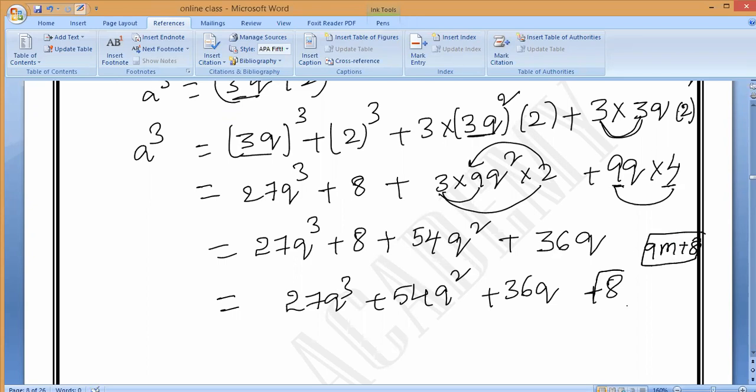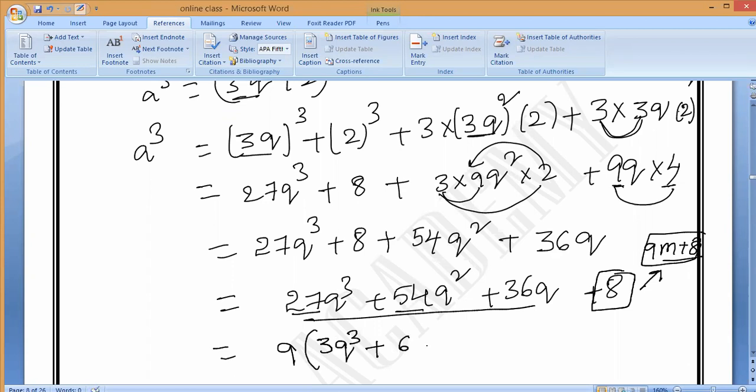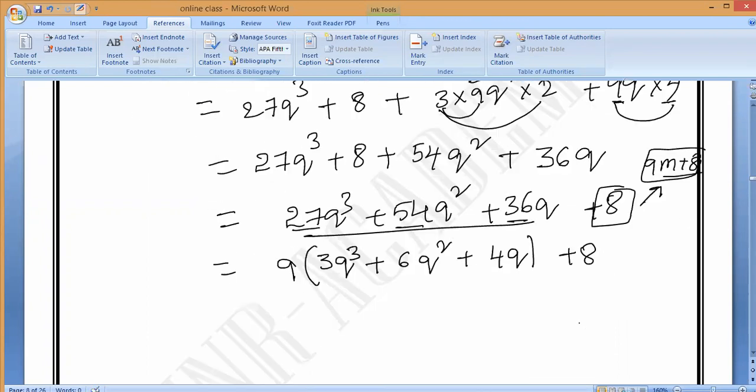Don't disturb the 8. How to write it in the form of 9m plus 8? We have to take 9 common, and take 3 cube q common: 3q cube. Next term, 36q square divided by 9 is 6q square, then 4q, plus 8. So 9m plus 8, where m is 3q cube plus 6q square plus 4q.